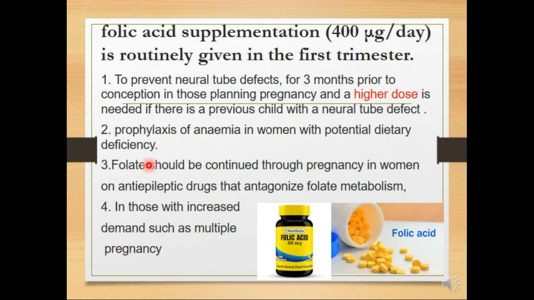Folate should be continued throughout pregnancy in women on anti-epileptic drugs. Why? Because anti-epileptic drugs antagonize folate metabolism. In women with increased demand, as in multiple pregnancy, folic acid supplementation is also given.